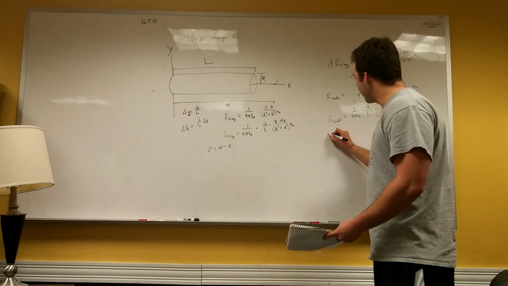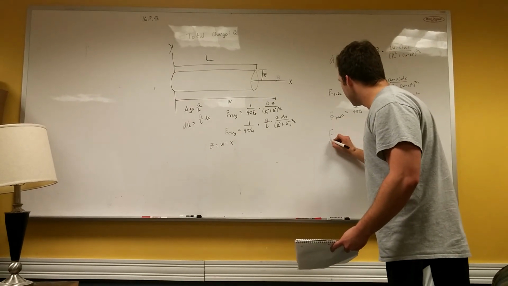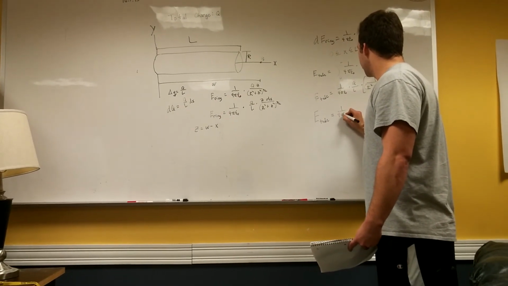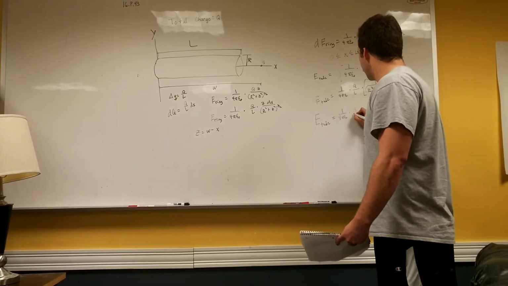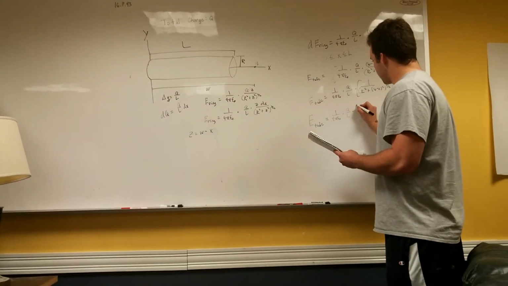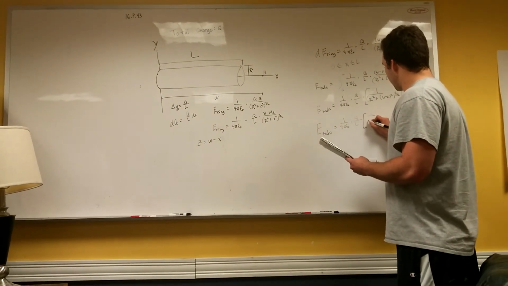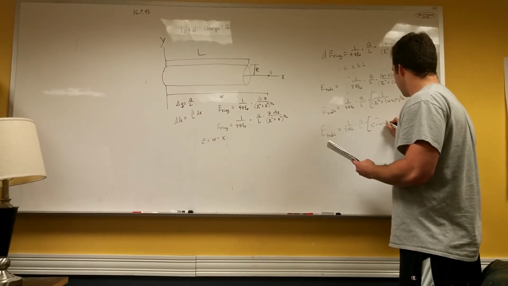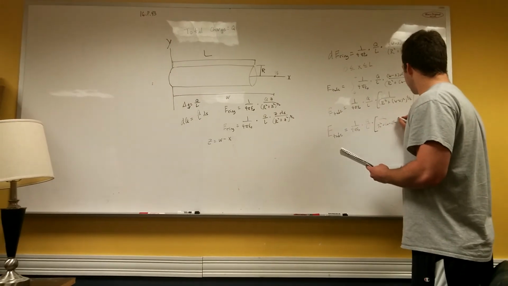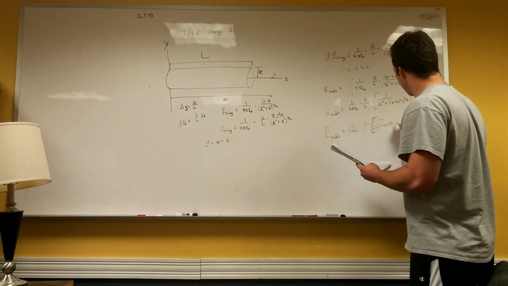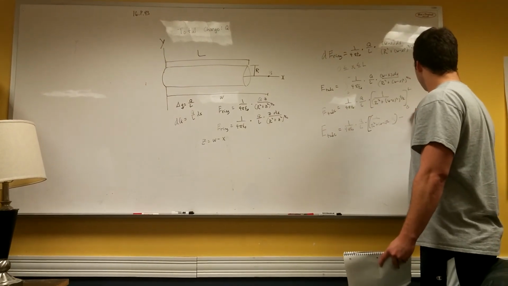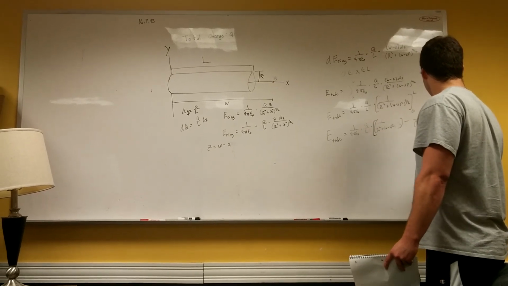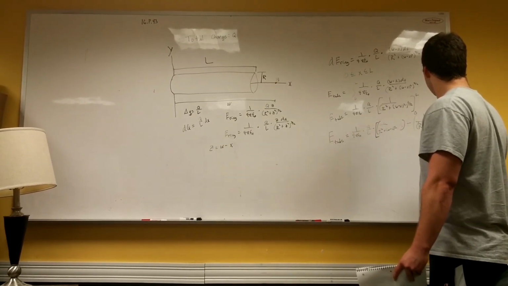Once we do that, we get a final answer of E tube equal to 1 over 4 pi epsilon naught times Q over L times 1 over R squared plus W minus L squared to the 1/2, that's all one quantity, minus 1 over R squared plus W squared to the 1/2. That's our final answer.